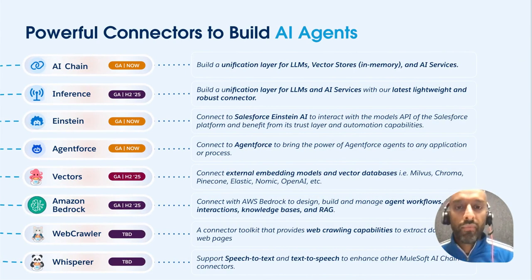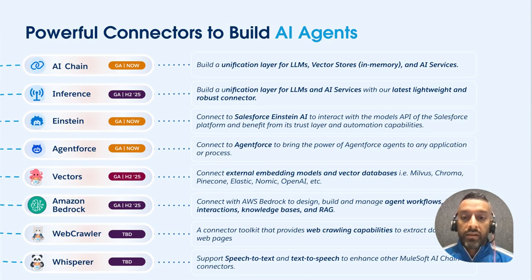That was our very first connector where we bundled in a lot of capabilities. But then, we made it more granular. So we created the inference connector, which is very powerful. It's very similar to the AI chain connector, but lightweight. And we have our own unification layer. In the first AI chain connector, we are using LangChain4j as the unification library, but we need to have a certain speed towards the market. And that's why we are building our inference connector.